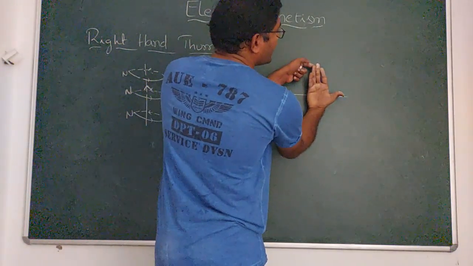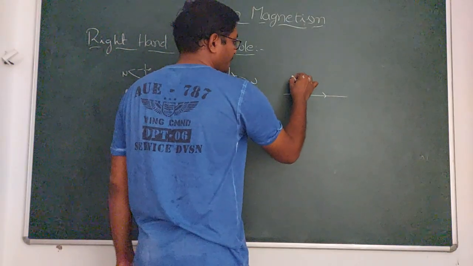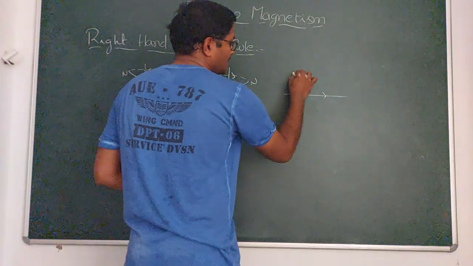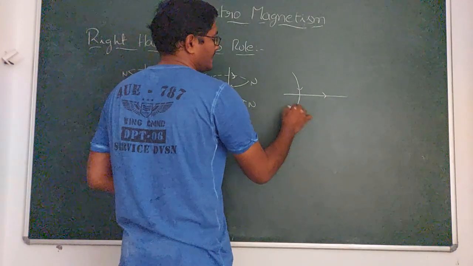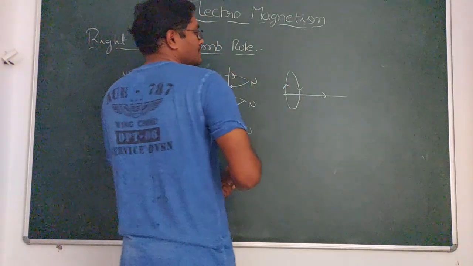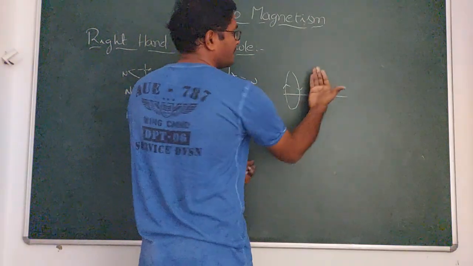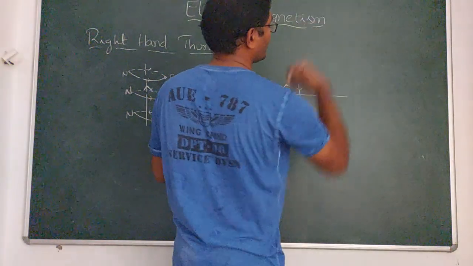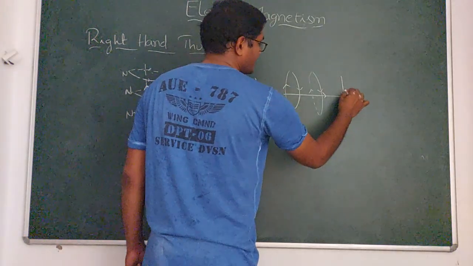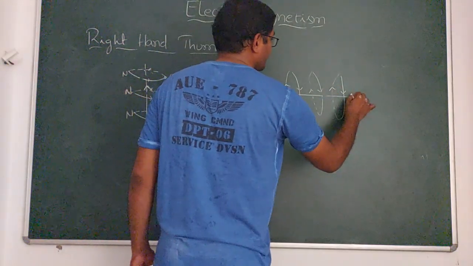So now in front of the wire, magnetic field lines are moving in this direction, and on the back side of the wire it is moving in that direction. And back side of the wire emostundi, ila velli ila velli potundi circle. In front of the wire it is moving in this direction, and on the back side it is going to move in this direction when current is moving in this direction.